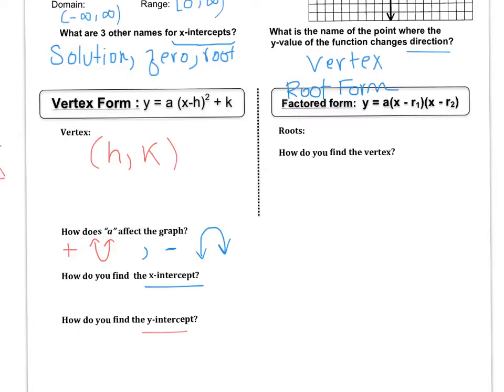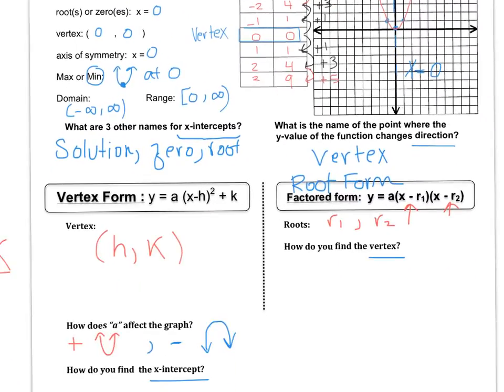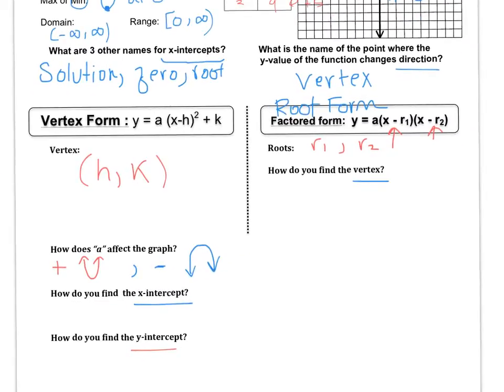Now, the factored form. Why is it called a factored form or a root form? Because you can get the roots from the equation. You can always take the opposite of these numbers on the inside, and these will be your two roots. How do you find the vertex? This is going to be something we will discuss as we graph. Now, this is everything you need to know about the parent function, vertex form for now, and the factored form.